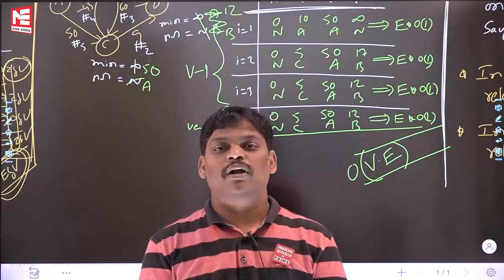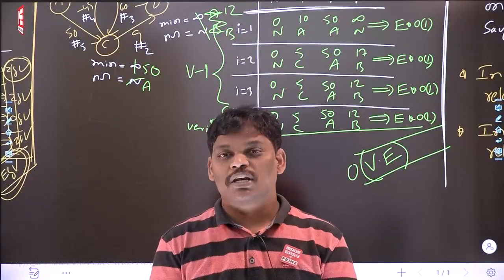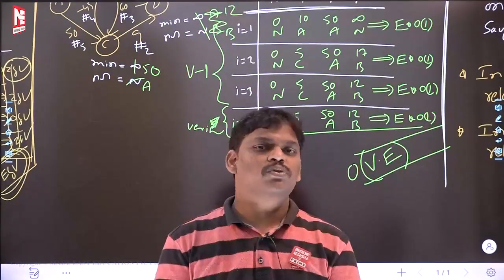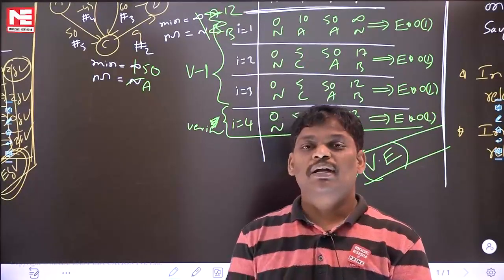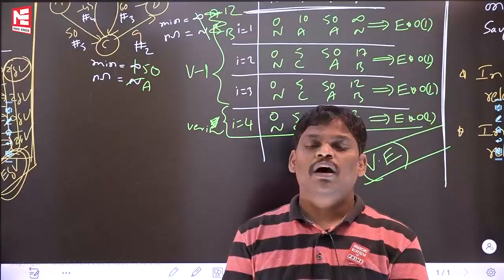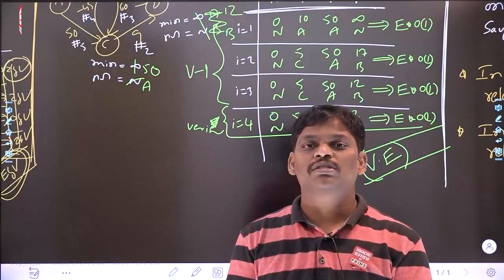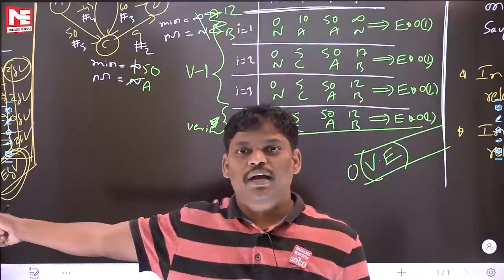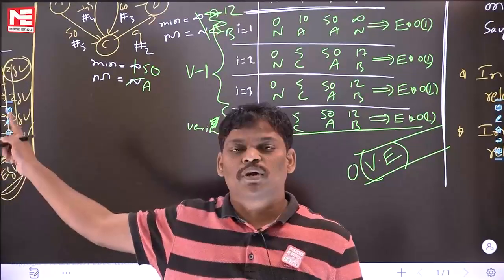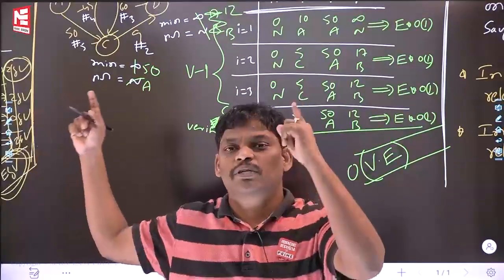And one more. How many rounds of relaxation are required? What is the answer? V minus 1 rounds are enough. Every vertex will be relaxed V minus 1 times, but in Dijkstra's, 1 time. But one thing, all vertices relaxed 1 time means the decrease key operation is done on all edges 1 time. So in Dijkstra's algorithm, once all vertex relaxations are over, the decrease key operation on all edges is done 1 time.